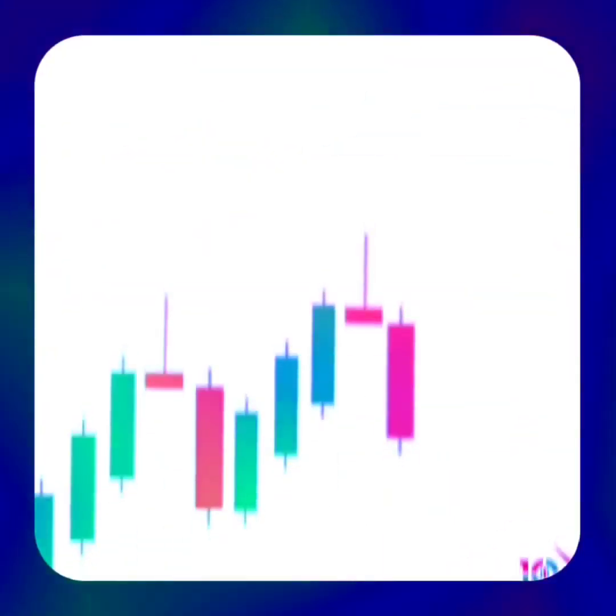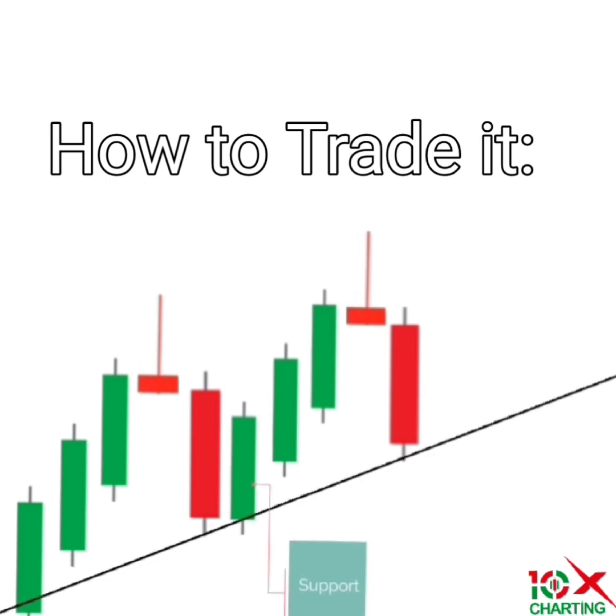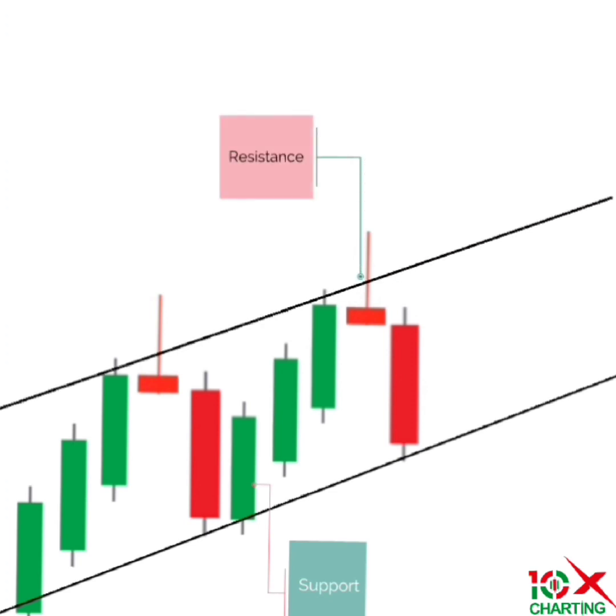Now, let's explore how to use this strategy in trading. First, identify the lower trend line. This is the support line. Then identify the upper trend line. This is the resistance line.